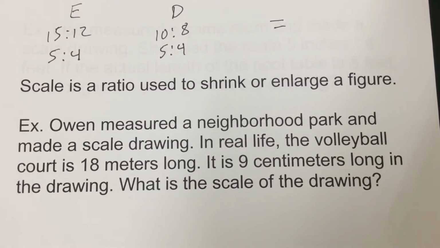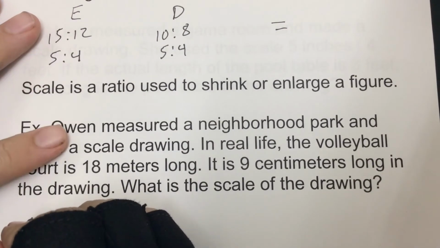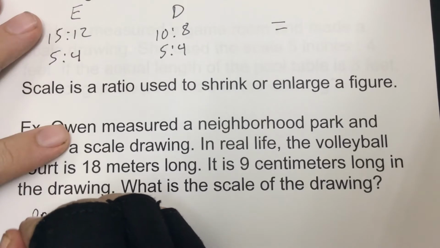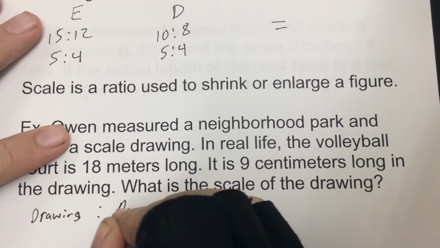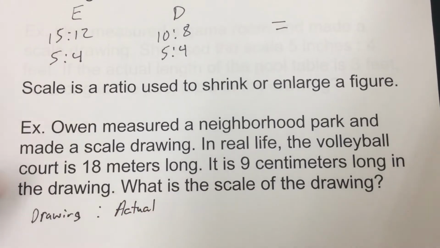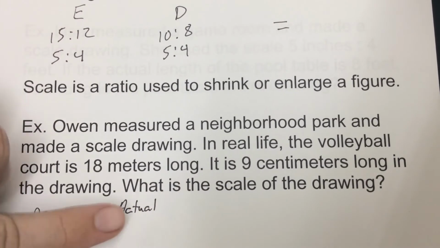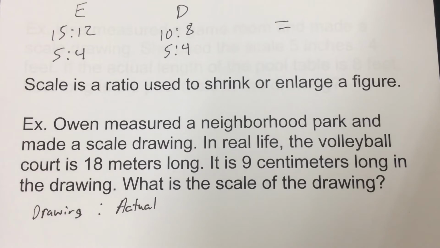Now, Owen measured a neighborhood park and made a scale drawing. In real life, the volleyball court is 18 meters long and it's 9 centimeters long on the drawing. So what is the scale of the drawing? So typically when we do this with scale, it's going to be drawing to actual. So the drawing amount goes first, the actual amount goes second in that ratio.